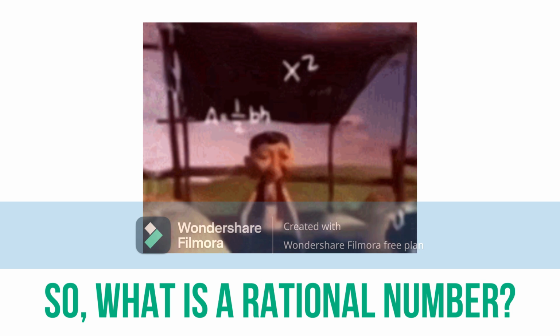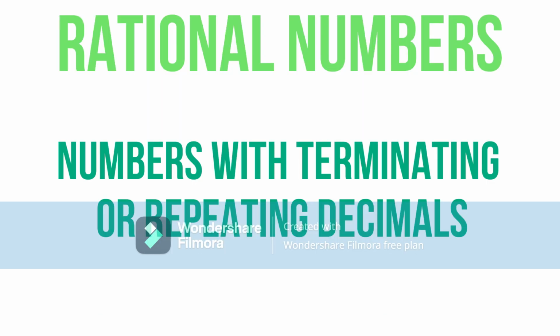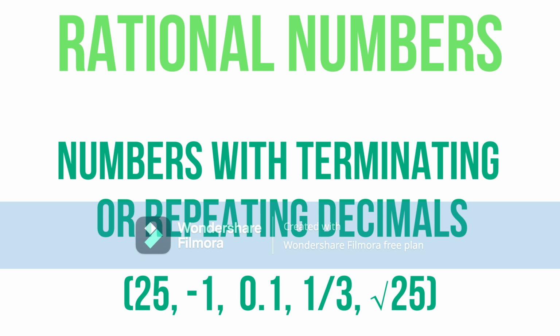So, what is a rational number? A rational number is basically a number with a terminating decimal, or a decimal that repeats, or basically has a pattern. Examples of rational numbers could be 25, minus 1, 0.12, and 1/3. All those numbers are rational numbers because, again, they fit the criteria of having terminating decimals or decimals that repeat.